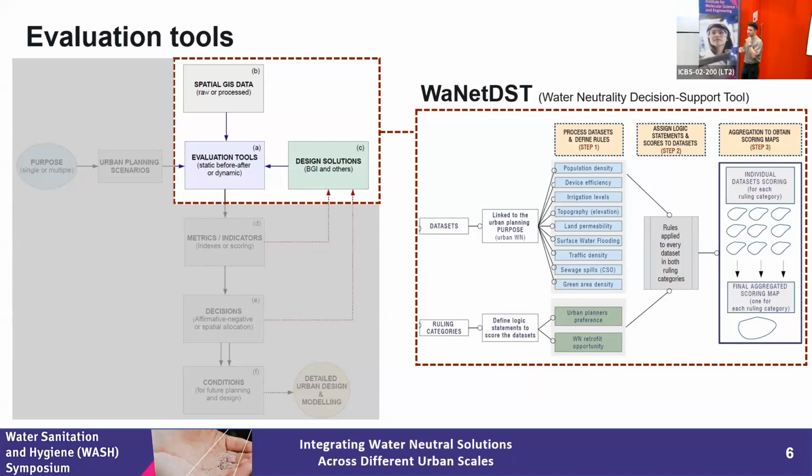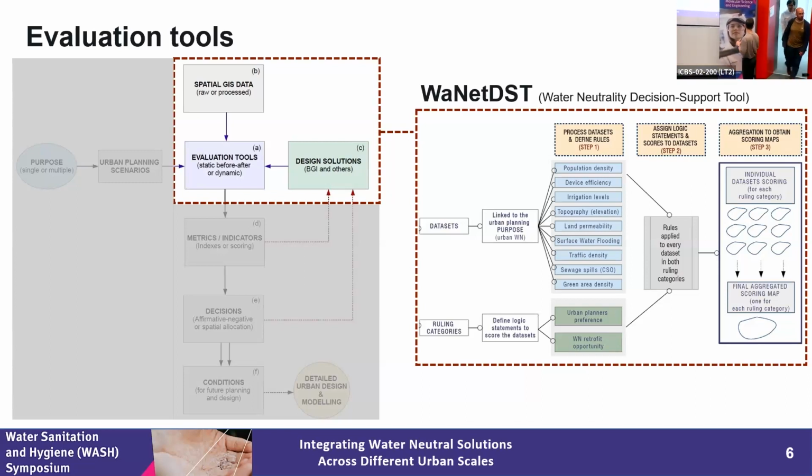But then we'll also have two ruling categories. The first one is the urban planner's preference. So it's how or where the planners would like to have their new urban developments, or where they have a preference to place them. And the second is where we will have some retrofit opportunity to offset the impacts from those new developments. Once we combine these data sets with these two logic statements, that is when we could assign a series of scores to each data set.